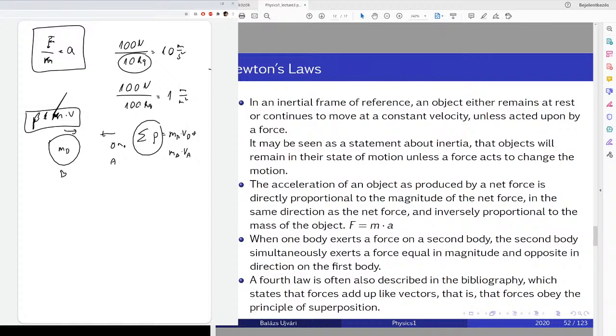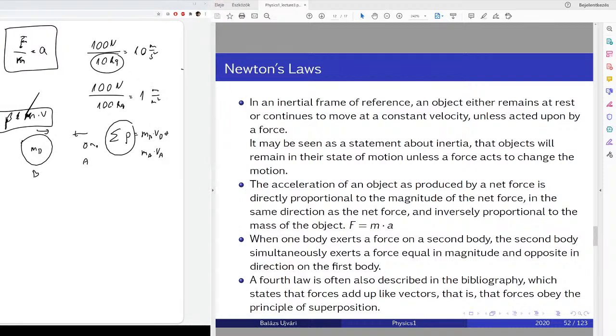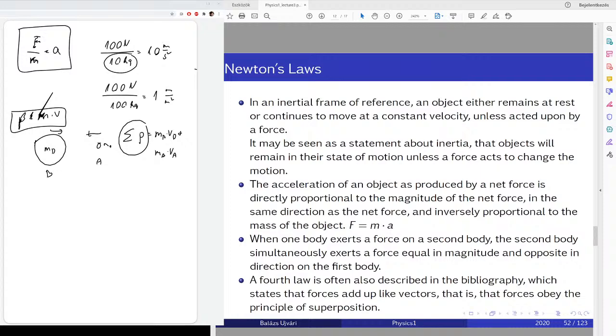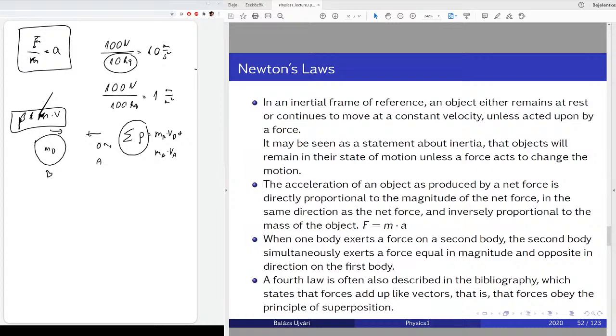Alright, go back to Newton's laws. The first is the law of inertia, which means if there are no external forces, the body won't change its velocity. Since the body in this case won't change its mass, it means the momentum is conserved.